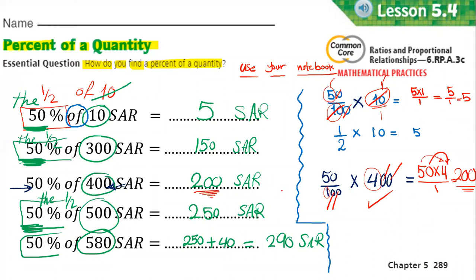So guys, I have 2 ways. My mental math way: 50% means the half of 400. And 50% by using our mathematical and simplifying way equals the same number. We got the same number, 200. Am I right, guys? So let's get started with the lesson from the book page.